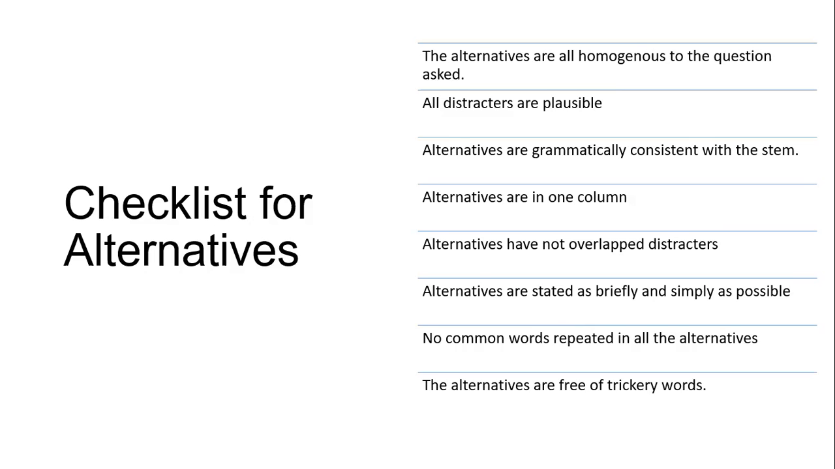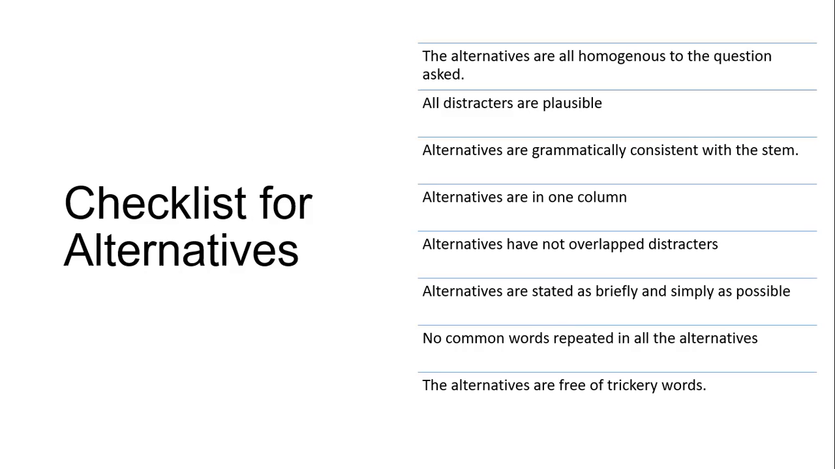All distractors are plausible. Of course, you can't ask about helminths causing gastroenteritis or GIT troubles, then put in the alternatives a car accident. Of course, it is non-plausible.